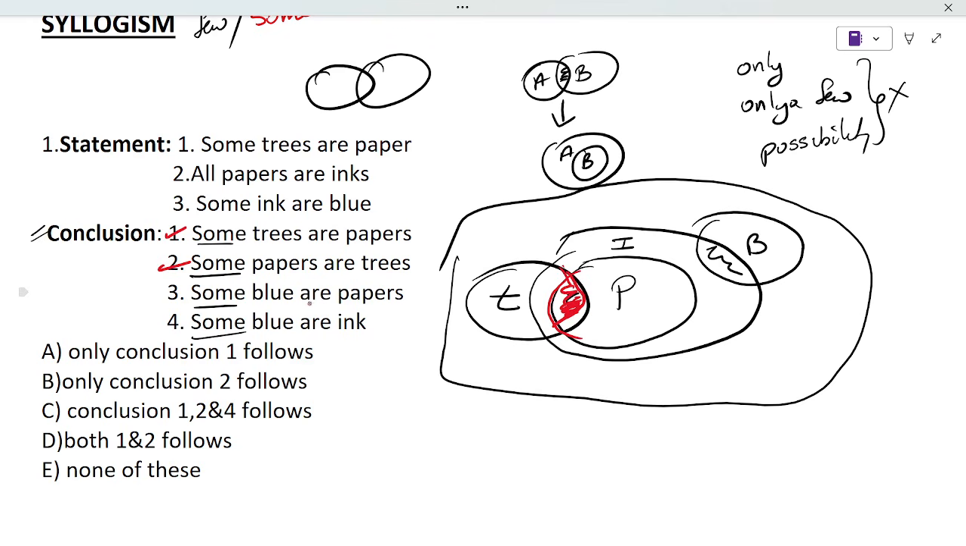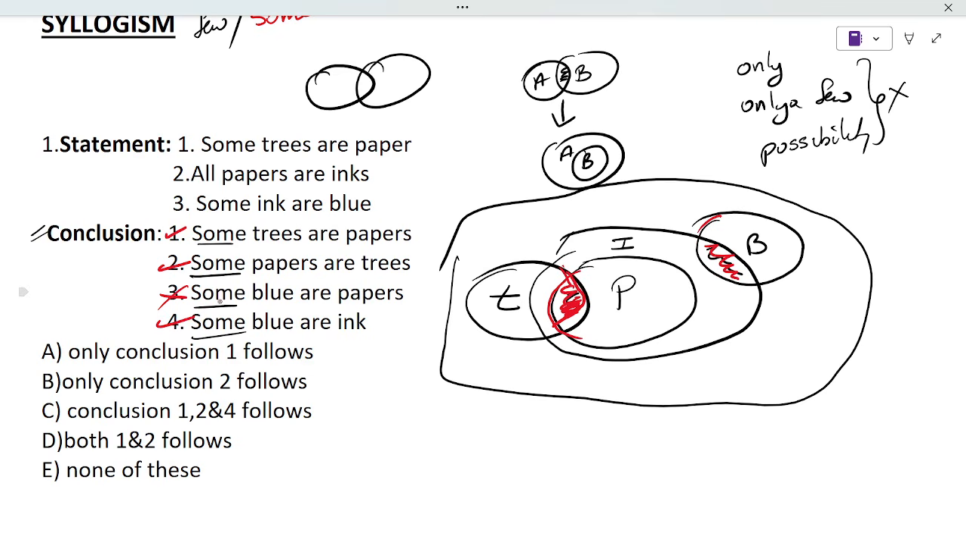Some blue are paper. It is a positive statement, so we will not rearrange the diagram. Do blue and paper touch? Blue is here, paper is here, they are not even touching, so this answer is false. Some blue are ink. Do blue and ink touch? Blue is here, ink is here, they are touching, they are sharing, so this answer is true.